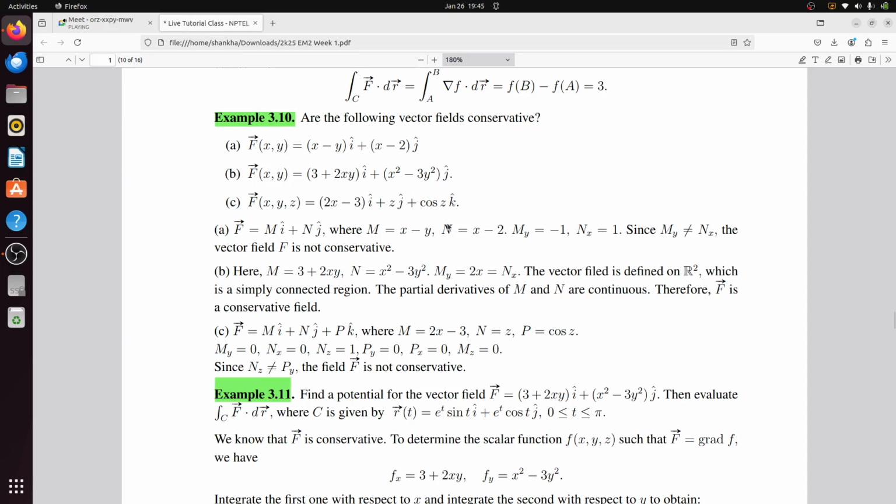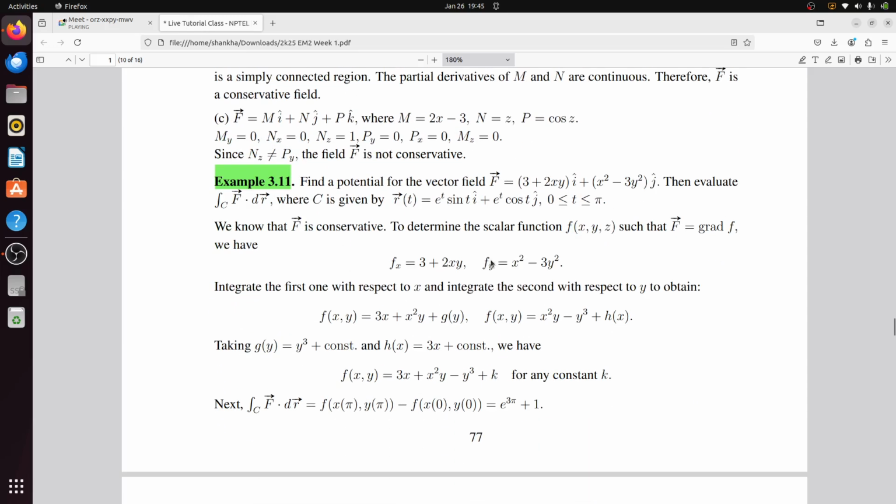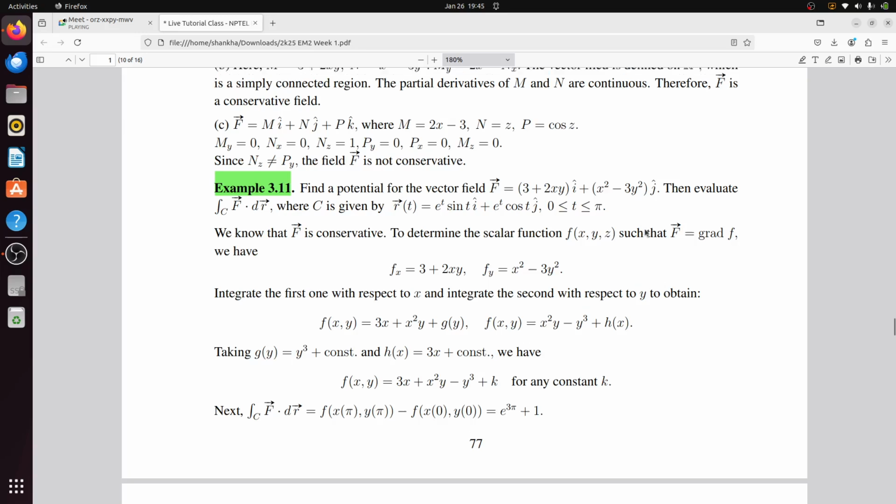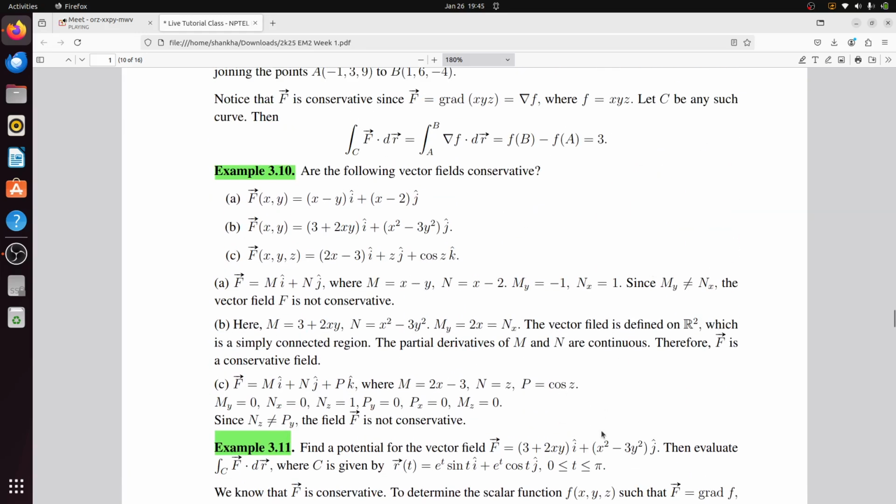Yes sir. Okay, so next problem: find the potential for the vector field f equal to (3 plus 2xy) i cap plus (x square minus 3y square) z cap. Then evaluate the integral of f dot dr where c is given by r(t) equal to e to the power t sin t i cap, e to the power t cos t j cap, where t is varying from 0 to pi. Your time starts now. Determine the potential first.